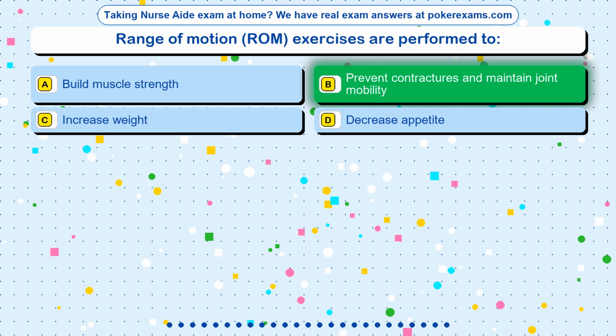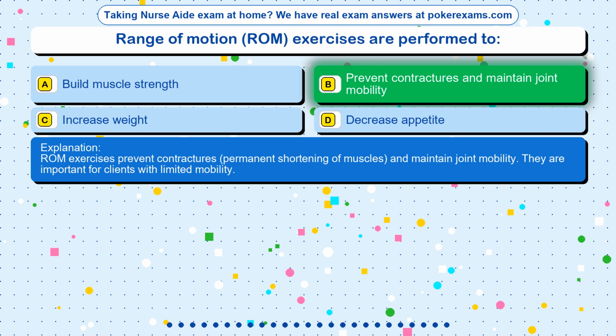The correct answer is option B. Prevent contractures and maintain joint mobility. ROM exercises prevent contractures, permanent shortening of muscles, and maintain joint mobility. They are important for clients with limited mobility.